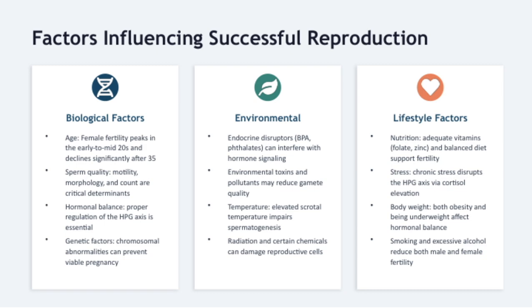Environmental and external factors are equally important. Endocrine disruptors like BPA and phthalates can interfere with hormone signaling, disrupting reproductive functions. Exposure to environmental toxins and pollutants may reduce the quality of gametes, which are the eggs and sperm.